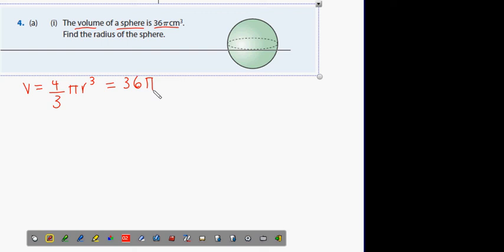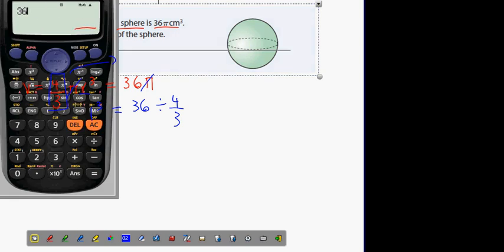Now, because both sides are being multiplied by pi, you can take the pi out. Next, r cubed is being multiplied by 4/3. When you bring it over to the other side, you're technically dividing by 4/3. So 36 divided by 4/3, and what you get is 27.